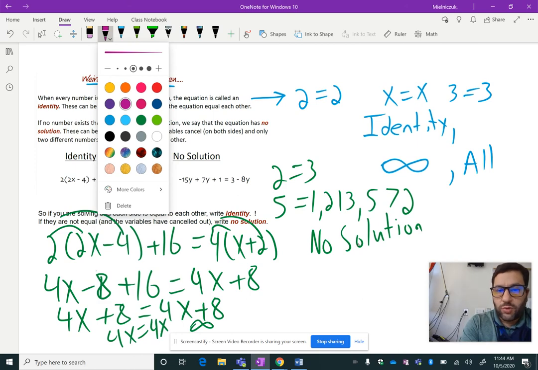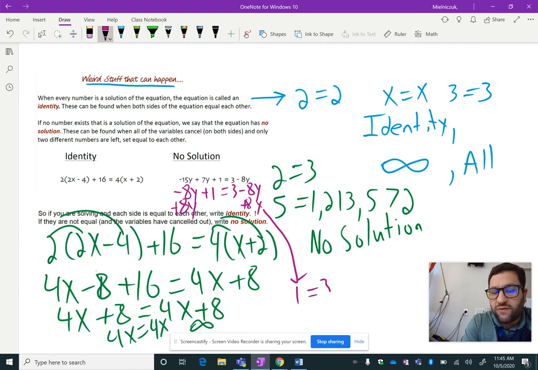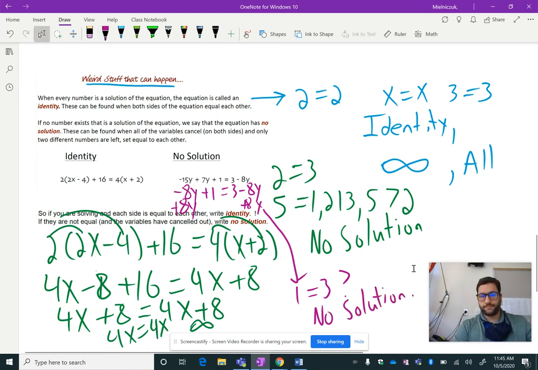But let's look at the second one. Okay? So in the little room we have left, when I combine them, I'm going to get negative 8y plus 1 equals 3 minus 8y. Now look what happens. If I add 8y on both sides, what am I left with? I'm left with 1 equals 3. Does 1 equal 3? No. So here's where we can say there is no solution. There's no way to solve this problem. It is impossible. So if you are solving and each side is equal to the other, write identity. If they are not equal and the variables have canceled out, write no solution.